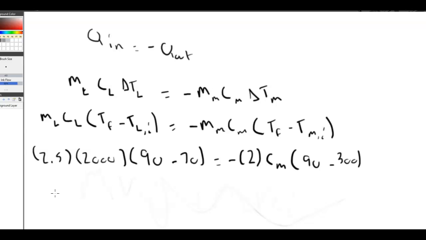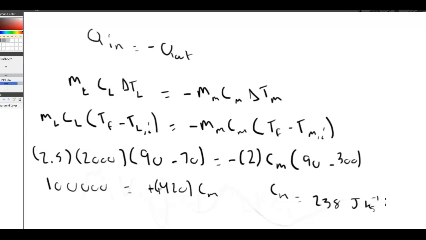So what I'm going to do now is just a little bit of simplification. I'm going to simplify the left side with my calculator. I get 100,000 on the left, equals minus. I'm going to combine this 2 times 90 minus 300. Okay, so that's minus negative 420 times C m. The minus sign cancels out. And then I'm just going to divide both sides by that 420. And I get the specific heat capacity of the metal is 238. And that is joules per kilogram per Kelvin.